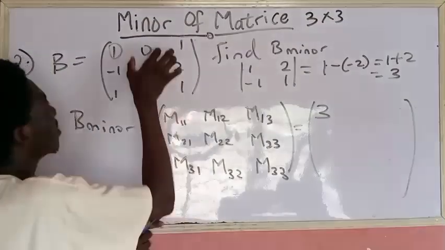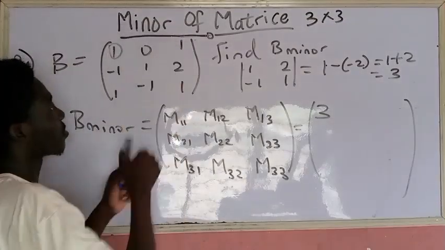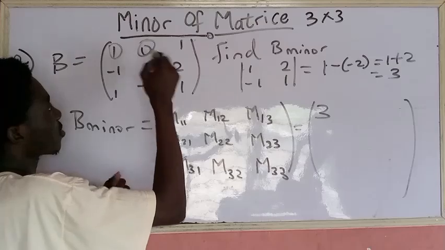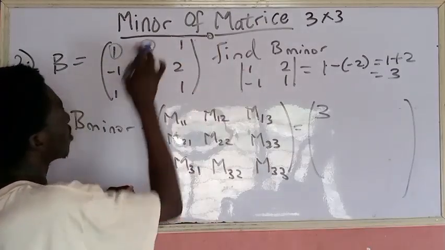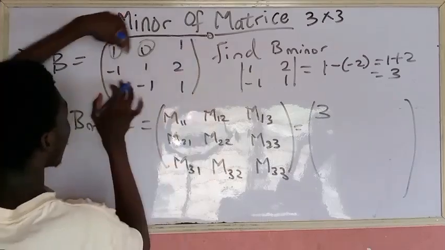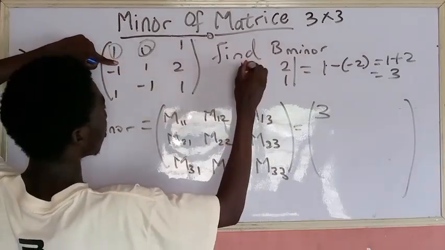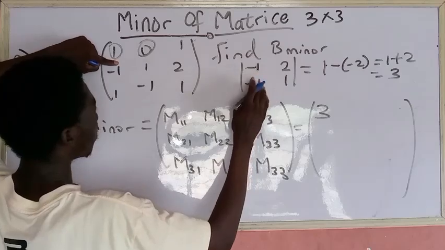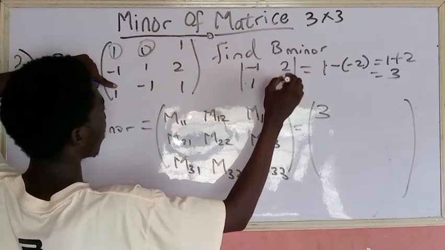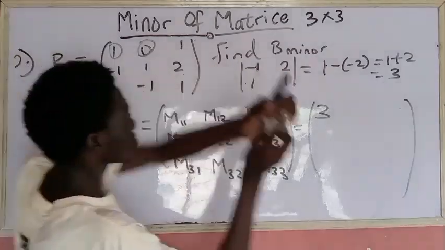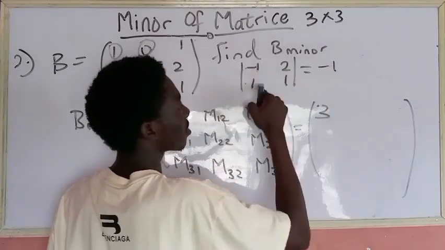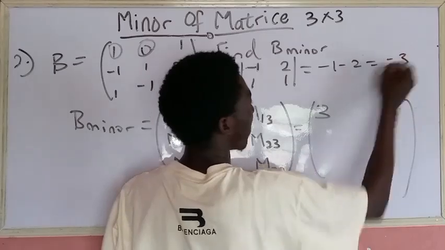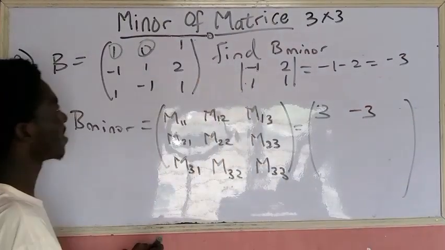Good. Next one. This same column blocks this column, blocks this row. So for 0, let's go down to 0. Block this row, block this column. So I'll be what? Look at this. I have this and this. Minus 1 and 1. 1 and 1. That is minus 1 and minus 2. Minus 3. You can see you have a minus 3.